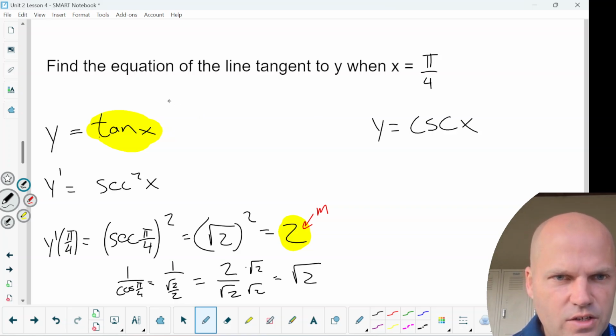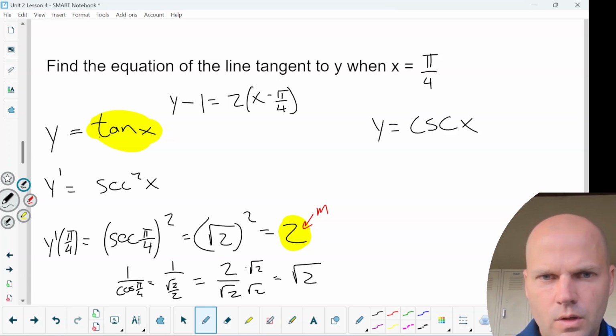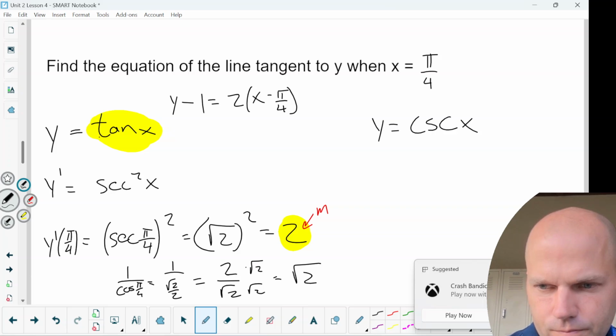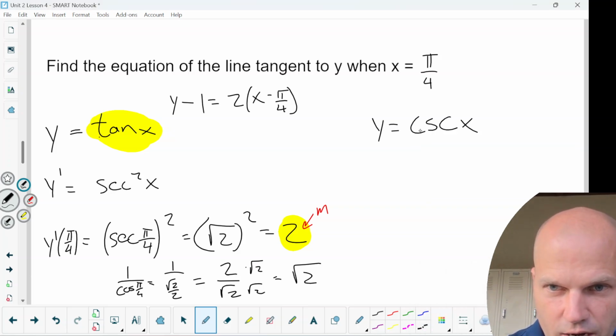Remember, for the equation of the tangent line, I would need a y-coordinate. The tangent of pi over 4 is 1. The slope of tangent is 2 at pi over 4. We can graph that and see its beauty, which I'll do. Well, you guys try to find the equation of the tangent line to cosecant at pi over 4. So go ahead and try that.